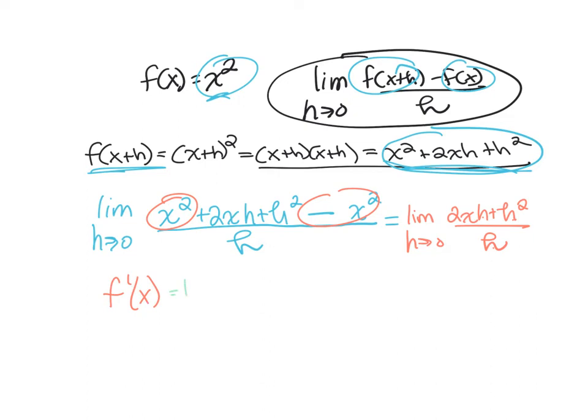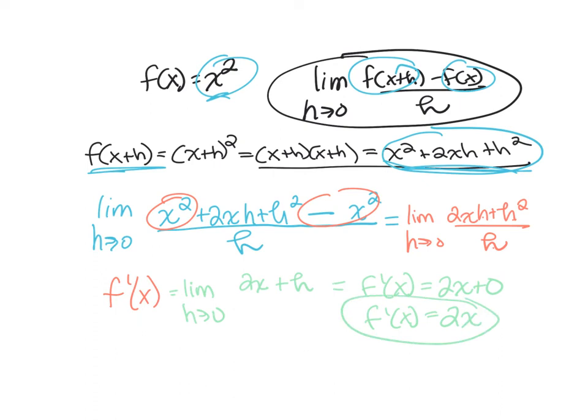So we get the limit as h approaches 0. And if I divide h into the first term, I get 2x. If I divide h into the second term, I'm left with just h. And so then I'm now going to let h go to 0. So f prime of x is equal to 2x plus 0. So f prime of x is equal to just 2x. And that is your answer.